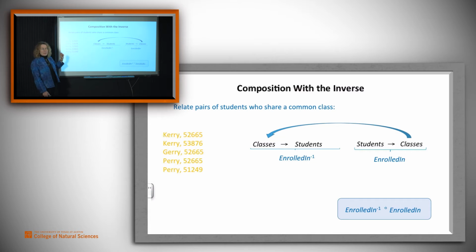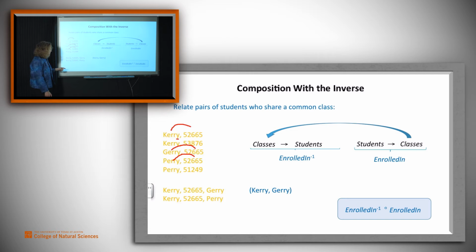So suppose this is a tiny piece of our database. So Carrie is related to 52665. Let's look at what elements we get out of this composed relation. The inverse is going to take 52665 back to Carrie, and it's also going to take 52665 to Jerry and to Perry. And so the composed relation is going to take Carrie to 52665 to Jerry, and thus produce the element Carrie, Jerry, which we can write over there.